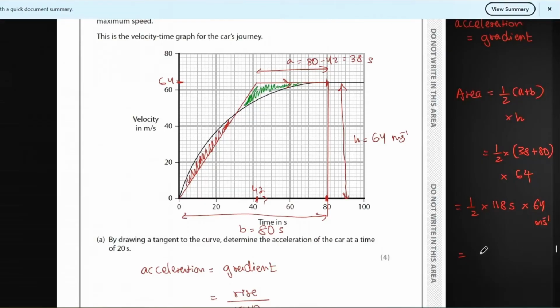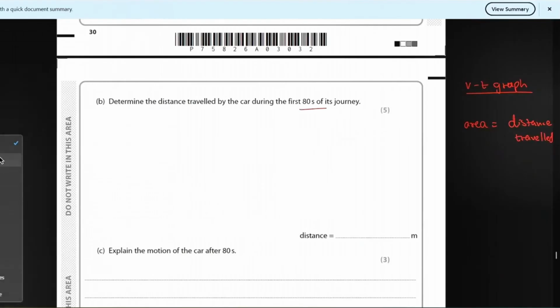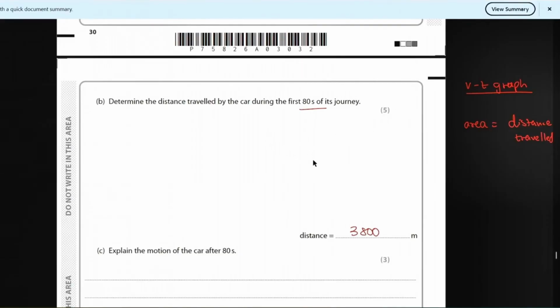And that gives us 3,776 meters. And we can round this to two significant figures, and that gives us 3,800 meters. That is the distance traveled by the car in the first 80 seconds. So you can write all of this in the space provided under B. The distance is 3,800 meters. And we'll get 5 marks on this.